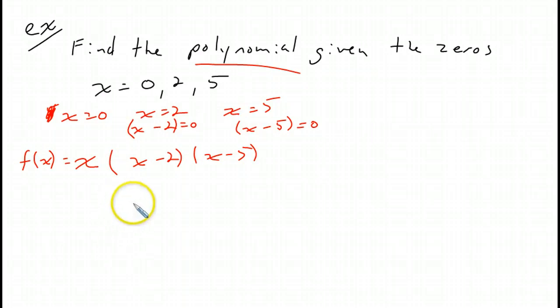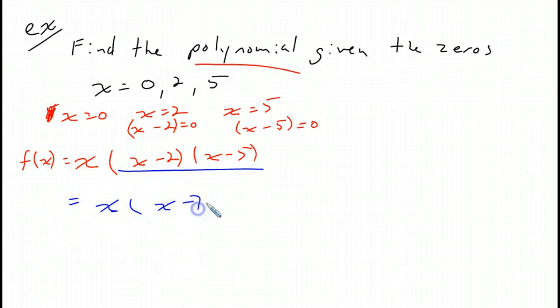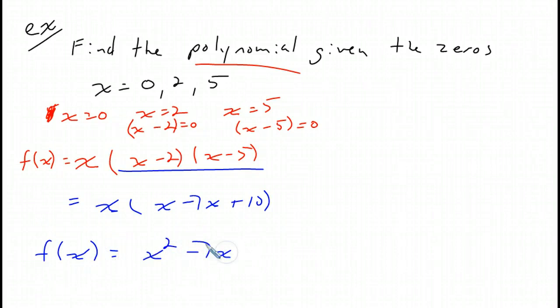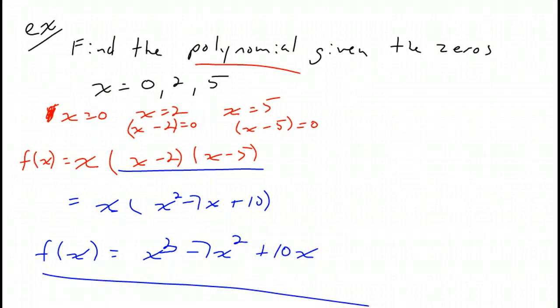If you want to, you can do it all at the same time. Doesn't make a difference to me. I kind of like to just deal with these two terms first and then leave the x on the outside. So if I do that, I have x times x squared minus 7x plus 10, and then distribute the x to all of your terms. So I'll have f of x equals, oh, I'm sorry, x times x is x squared, so this is x cubed, and x times minus 7x is minus 7x squared. X times 10 is plus 10x. There's your polynomial. Good to go.